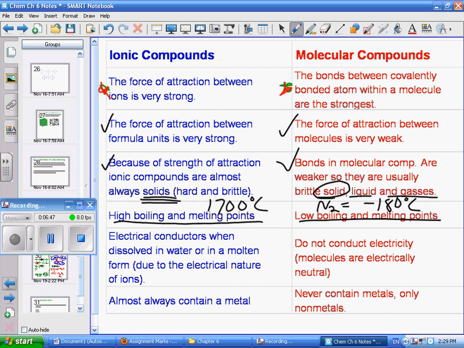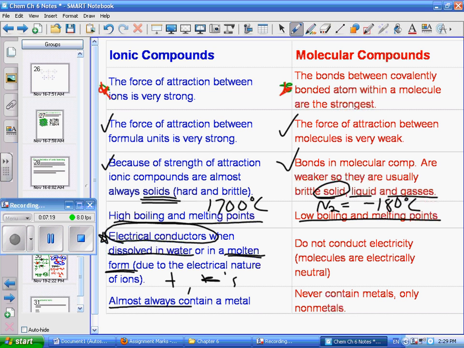Now, based on that, whenever I dissolve ionic substances in water or I get them in the molten form, they will conduct an electric current. Okay, so they're electrical conductors when they're dissolved in water or when they're in the molten form, because they have charges, pluses and minuses. Molecules won't do that. They don't have charges. When I dissolve sugar in water, it will never conduct an electric current. If it does, then something went wrong.